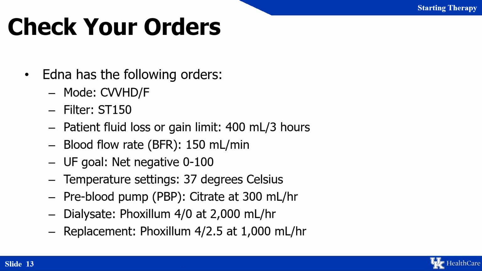Temperature setting is 37 degrees Celsius. The pre-blood pump is going to be 300 mils per hour, and that's citrate. The dialysate pump is going to be Phoxillum 4.0 at 2,000 mils per hour, and the replacement is going to be Phoxillum 4.2.5 at 1,000 mils per hour.